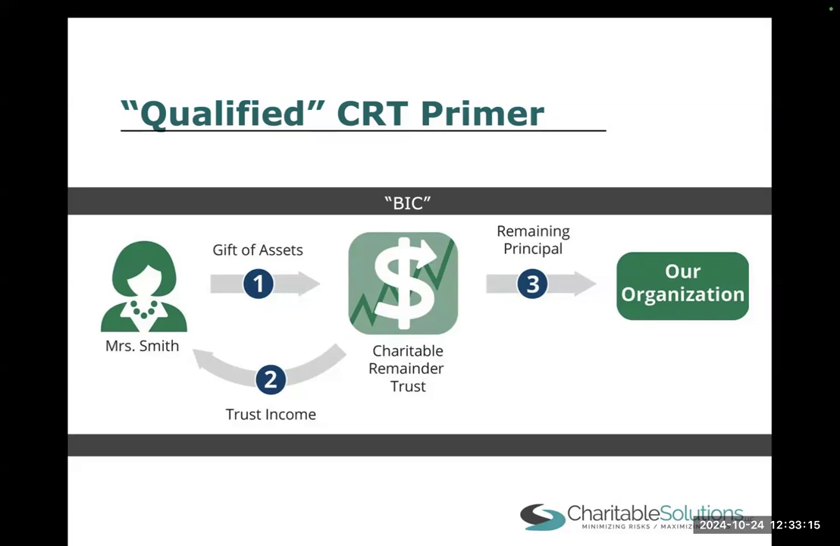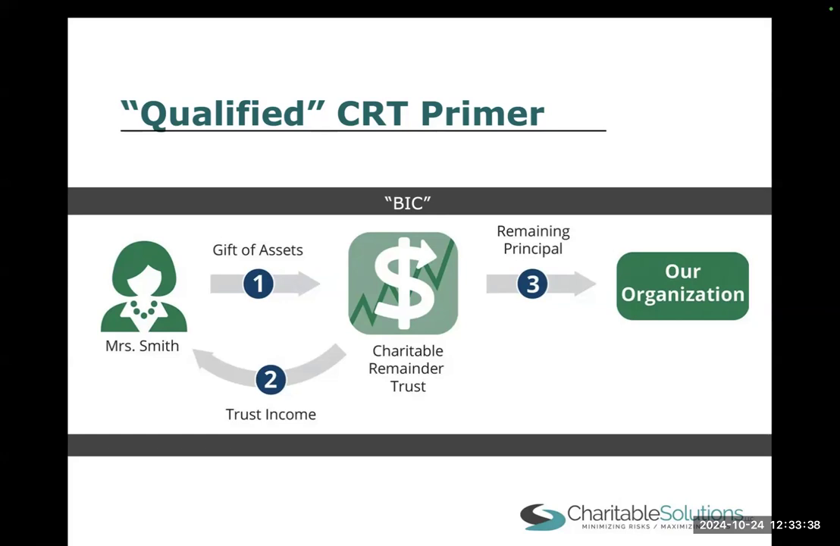Benefit number 2 is that you receive income, and we can set that up for you to receive income for the rest of your life, or you could set it up for another loved one as well, to be included as an income beneficiary. So income is the I, and then C is a charitable income tax deduction.